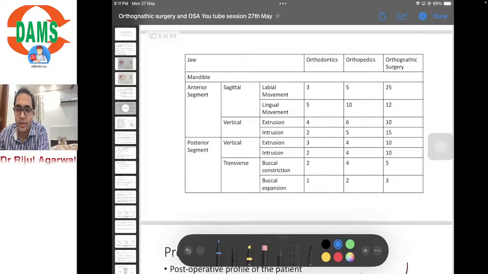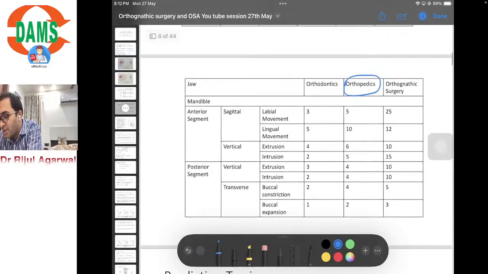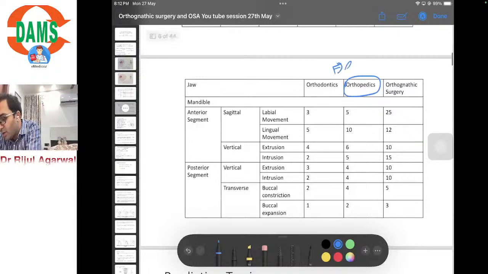So the orthodontics, again just remember orthopedics. Orthopedics again means the movements which can be carried out by growth modification. Functional jaw correction, functional jaw orthopedics, growth modification, these are the common synonyms which can be used to represent the middle circle.